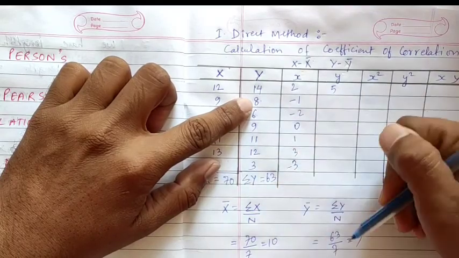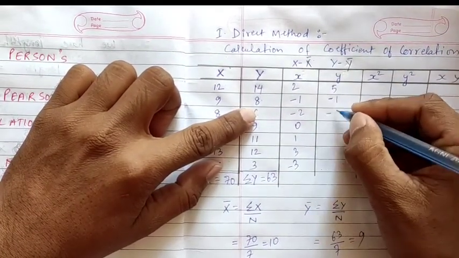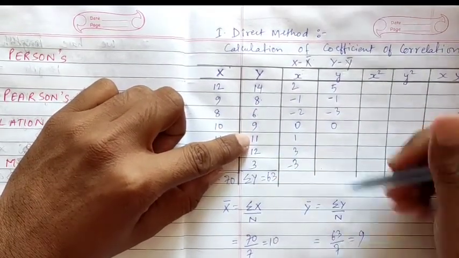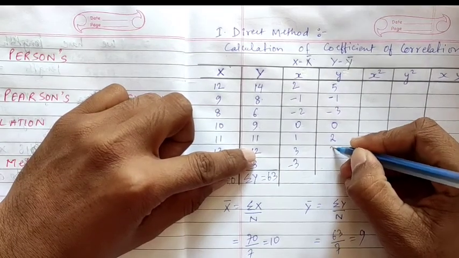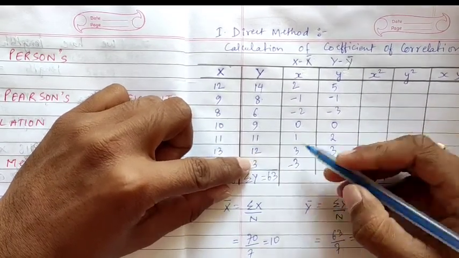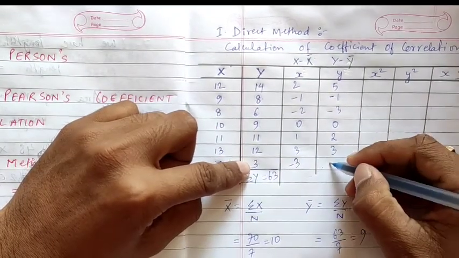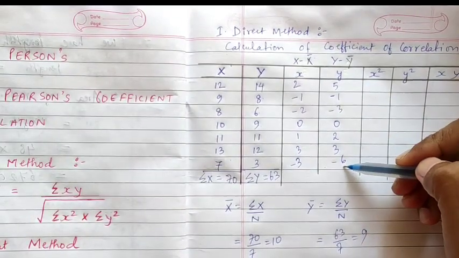8 minus 9, minus 1. 6 minus 9, minus 3. 9 minus 9, 0. 11 minus 9, 2. 12 minus 9, 3. Then last 3 minus 9, minus 6. So this way we got small letter y variables.